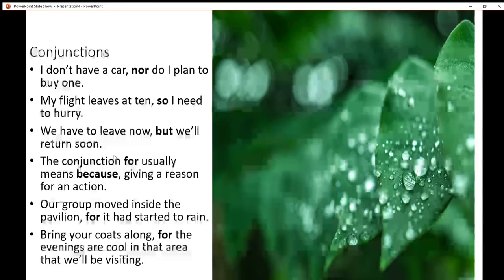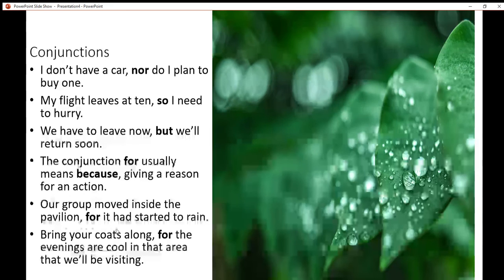The conjunction "for" usually means "because," giving a reason for an action. They're giving the reason why. Our group moved inside the pavilion, for it had started to rain. So it says "for" usually means "because." So you could just say our group moved inside the pavilion because it had started to rain. So it's kind of the same thing.